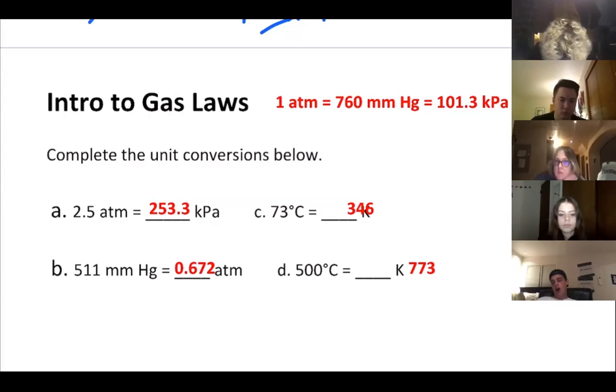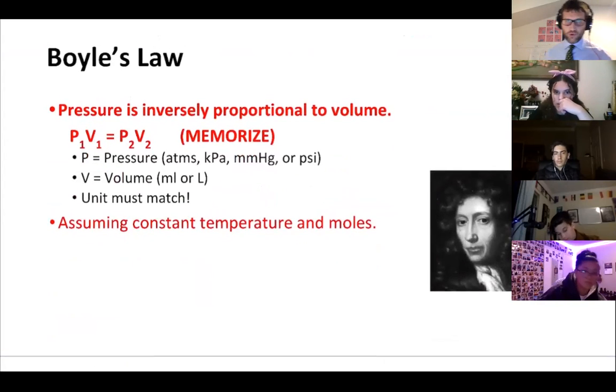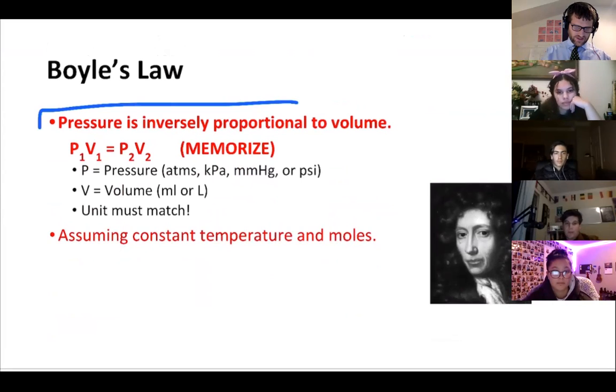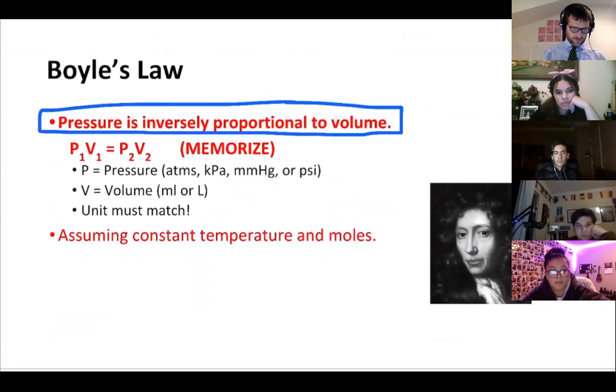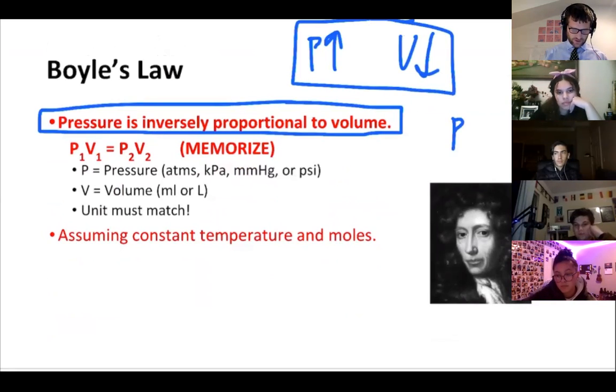All right, we got one last thing to try here. Let me introduce your first gas law, Boyle's law. Boyle's law states the following: pressure is inversely proportional to volume. So in other words, if the pressure of a gas goes up, the volume is going to go down. They will do the opposite. Vice versa, if the pressure goes down, then the volume will go up. And you can say that the other way around too.